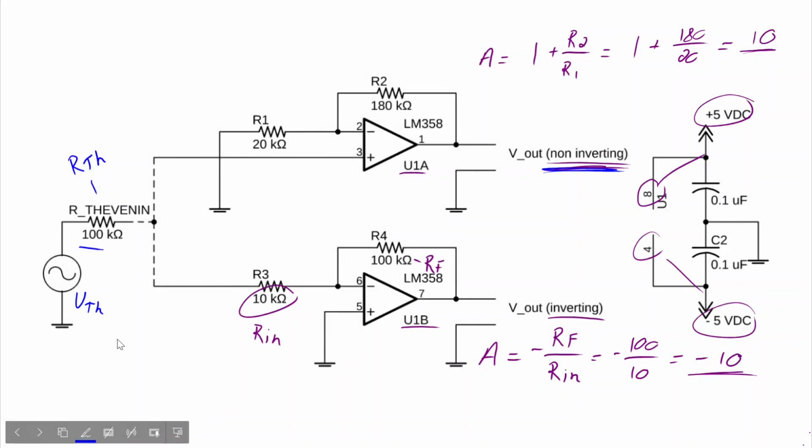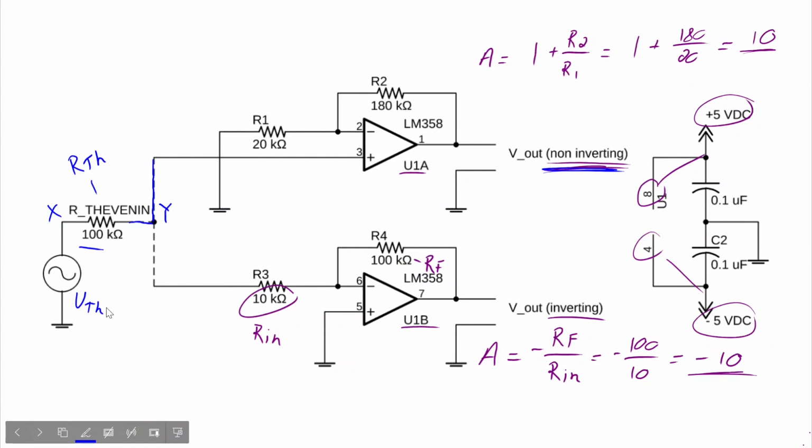Let's consider the non-inverting stage first. So we're going to connect our Thevenin source directly to pin 3. In the ideal world, the input impedance would be infinite, which is to say the voltage here and here would be the same, right? There would be no voltage drop across that 100K ohm resistor.